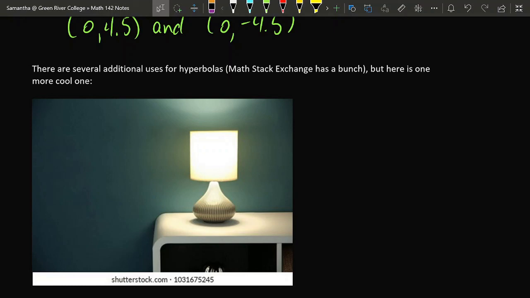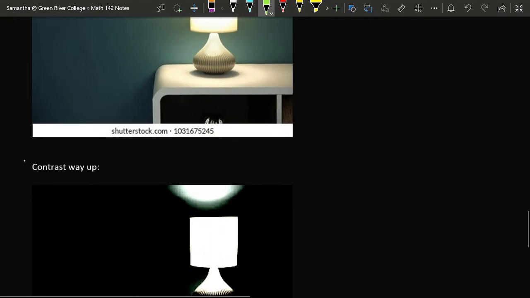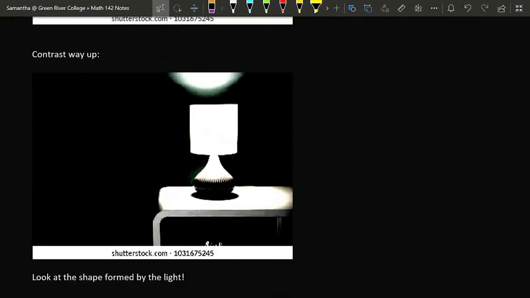So suppose that you have a table lamp with a circular or cylindrical lamp shade. Look at the shadow that is cast on the wall by this lamp. If I turn the contrast way up, you might be able to see it a little bit better. This would be the upper half of a vertically stacked hyperbola. It has that same shape.